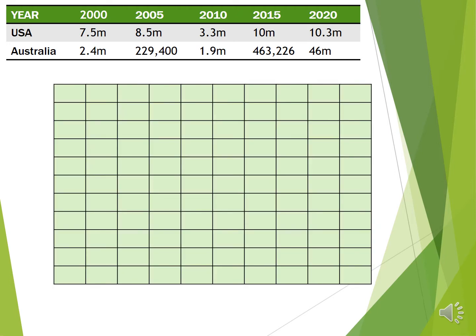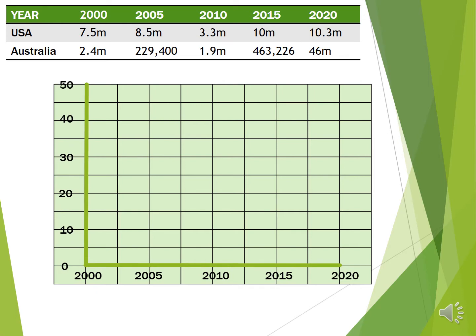So on our graph paper, we need to draw our two axes, the x-axis at the bottom and the y-axis along the left-hand side. On our x-axis, we need to add our years, so 2000 up to 2020, and along our y-axis, we need to add our millions of acres of land that has been destroyed. So I've gone from 0 all the way up to 50, because if I look at my data table, I can see my biggest number is 46 million. So I need a scale that is large enough to include 46 million.